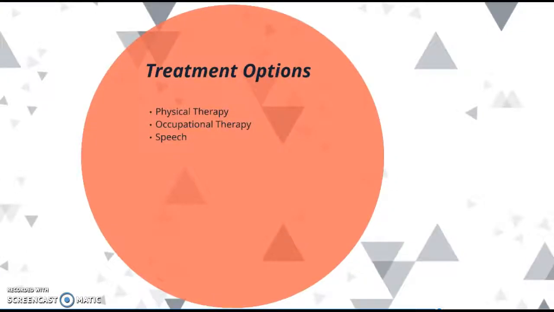Typically after a stroke, there are many options for you to recover from that stroke. You can seek treatment from physical, occupational, and speech therapists. These therapists will work together to help you live the most independent life possible.